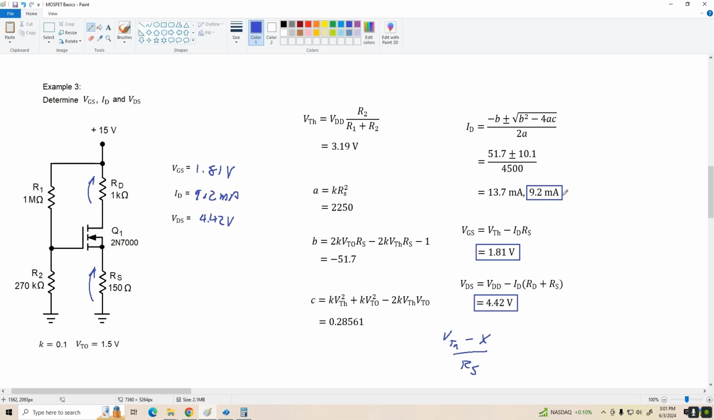Okay, so what I recommend is, if you've got some of them handy, go ahead and breadboard this circuit and make some measurements, and I think you'll find out that these numbers are pretty much right on the money. All right, so let's do another example.